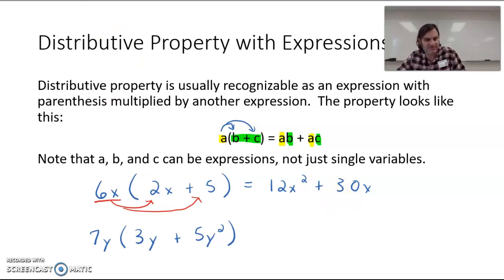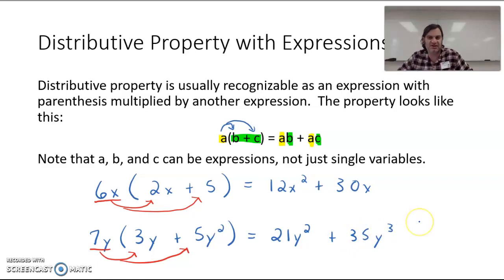The second example here is 7y times the quantity of 3y plus 5y squared. So we're going to hit each one of those. So 7y times 3y would be 21y squared. And then 7y times 5y squared will be 35y cubed. So make sure you're understanding how exponents combine when you have variables.